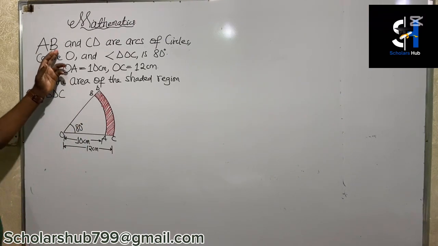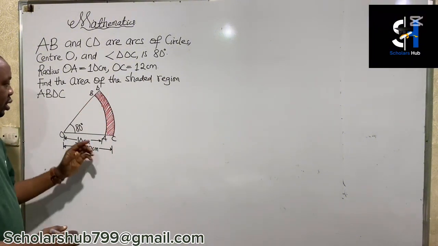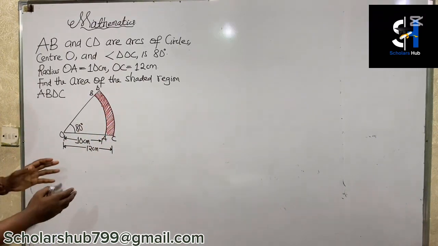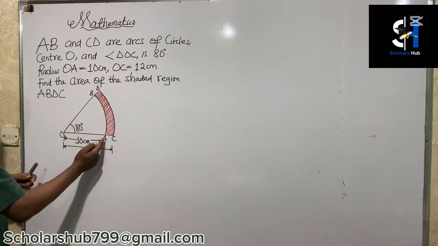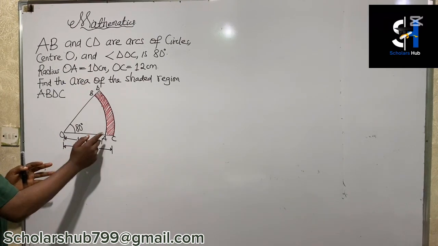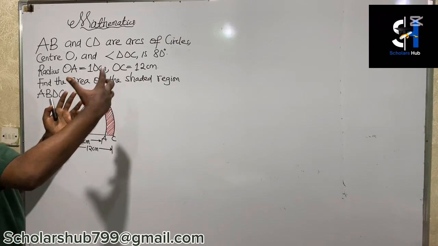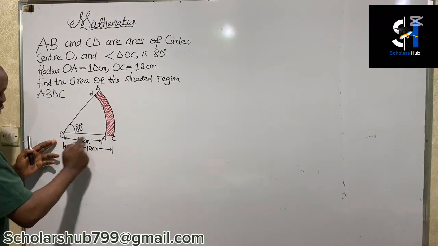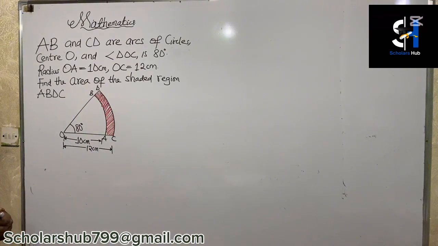We have two arcs, with arc AB inside this other arc. So when we look at the length of arc CD and that of AB, the radius of the bigger circle will be OD, and the other one will be OA for AB. To calculate the area of the shaded region, there's no big deal here.